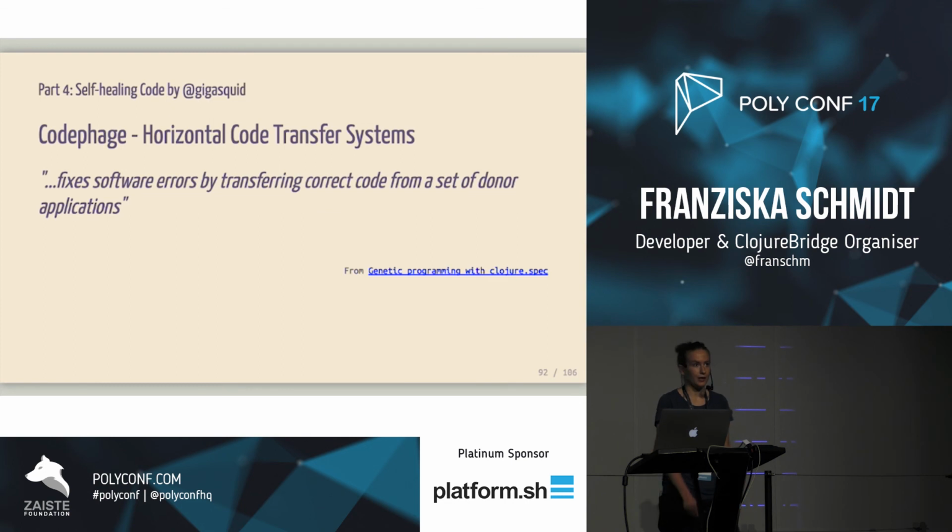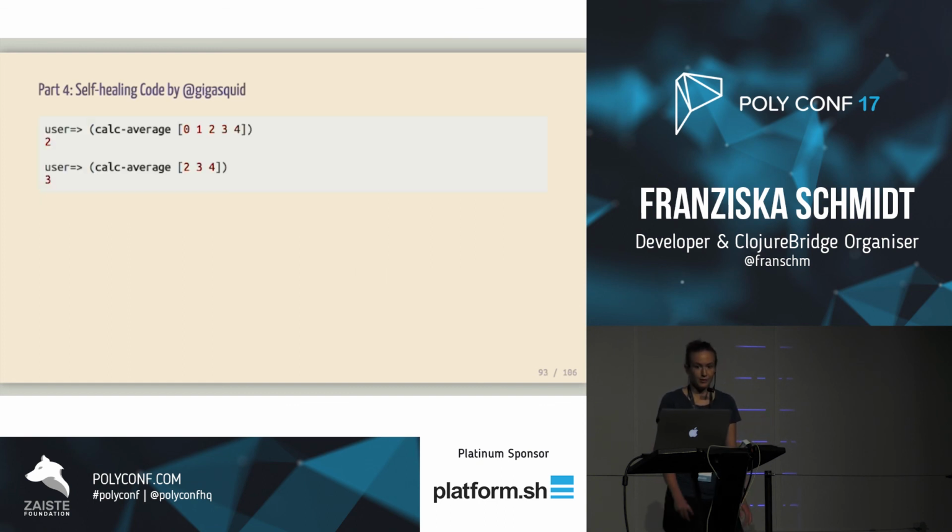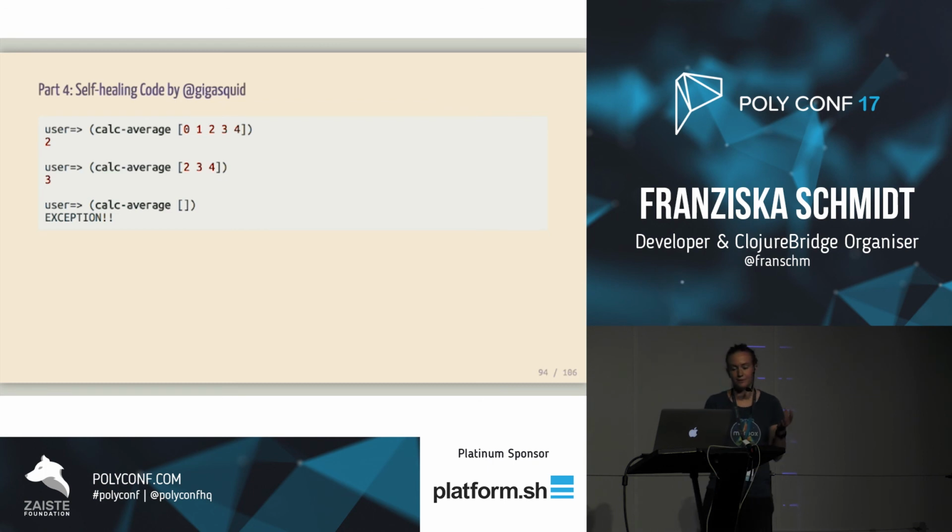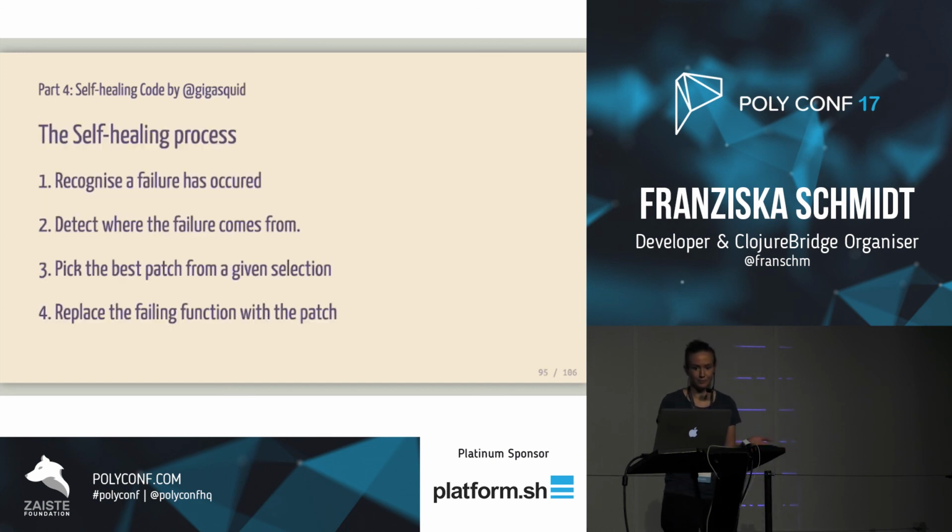She talked about this concept of self-healing code that can heal itself by transferring software from a working code base into some place where code is broken, to summarize. For example, we have an average calculating function that takes a vector of numbers and calculates averages. Normally it works as expected, but when you give it an empty vector, it breaks and throws an exception. Obviously what's happening here is it's trying to divide by the length of the vector, the length is 0, so then we throw an exception.